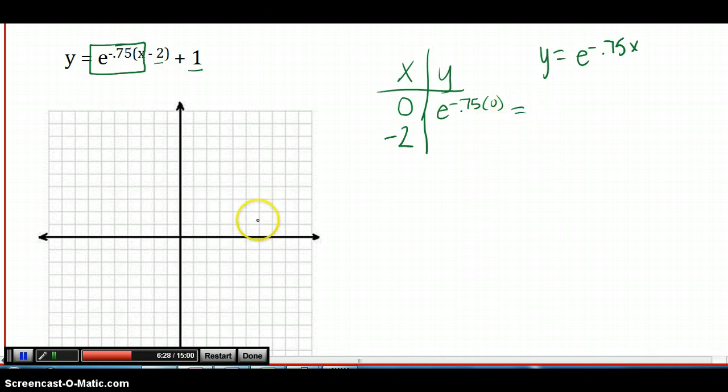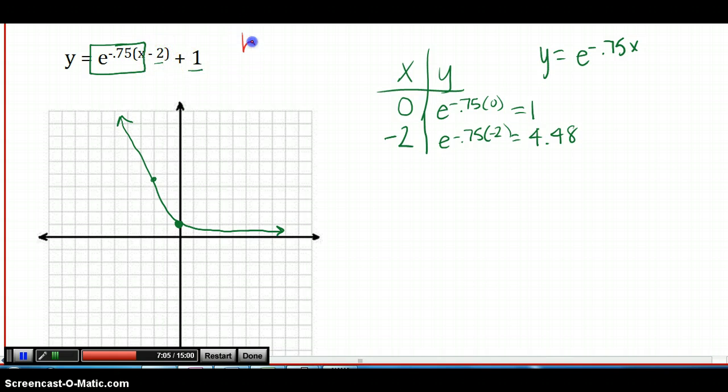we're going to get 1, and if you plug in -2, you should get 4.48. So if we graph those points, (0, 1) and (-2, 4.48), somewhere around here, and we graph this. Now your next step is to now shift it.